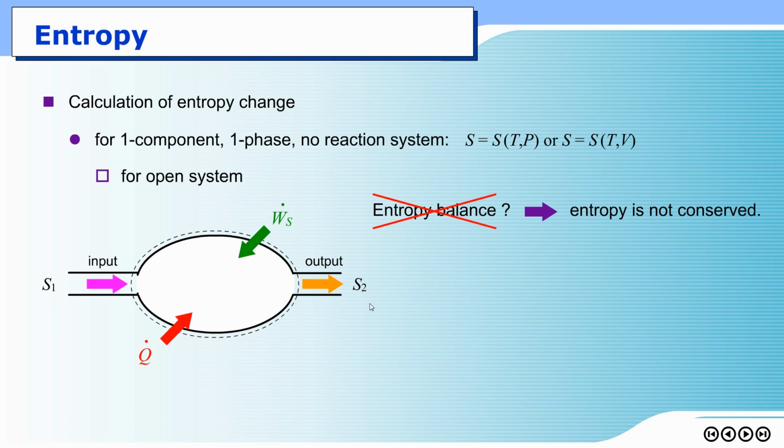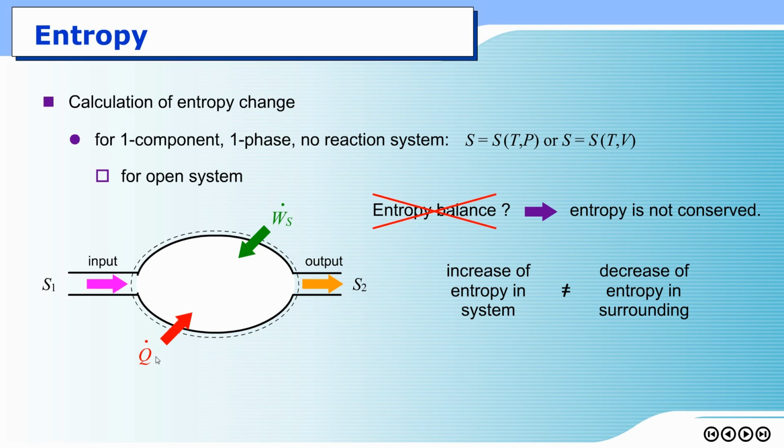Unlike energy, when we transfer energy from the surrounding into the system as heat, the energy of the system would be increased while the energy of the surrounding would be decreased by the same amount of energy transfer. Let's say we have the transfer of energy by 100 joules. The surrounding would lose 100 joules. The system would gain 100 joules.